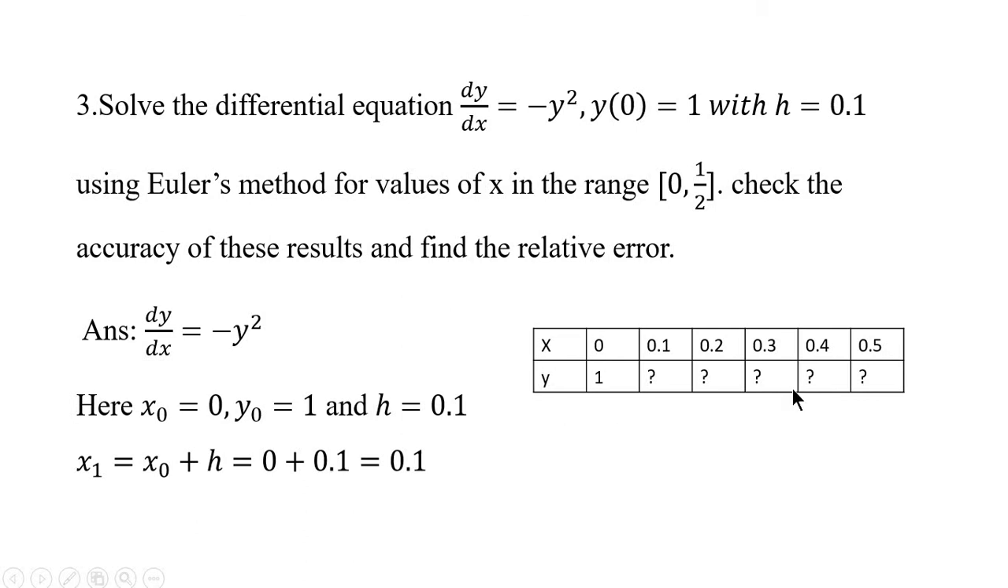Okay, I am going to construct the table. We have to compute the various values of y in this range, that is within 0 to 0.5. So 0 plus h will be 0.1, 0.1 plus h will be 0.2, 0.2 plus h will be 0.3, 0.3 plus h will be 0.4, and 0.4 plus h will be 0.5. So all the values of x in this range I have constructed in this table. I am going to compute the various values of y. So x1 is 0.1, we have already computed in the table.